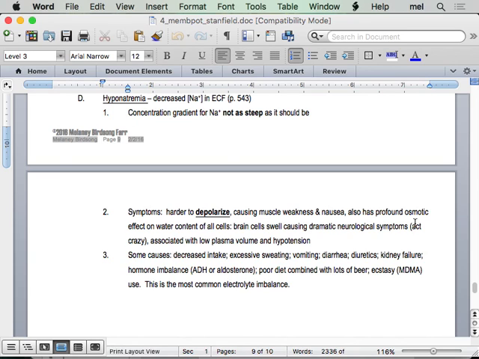But even more importantly, or more quickly important, I should say, it disturbs the osmosis of the cells. And so if you take a whole bunch of the sodium out of the extracellular fluid, it might go from being what tonic to what tonic?